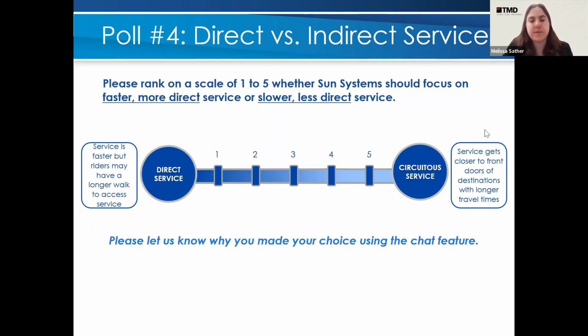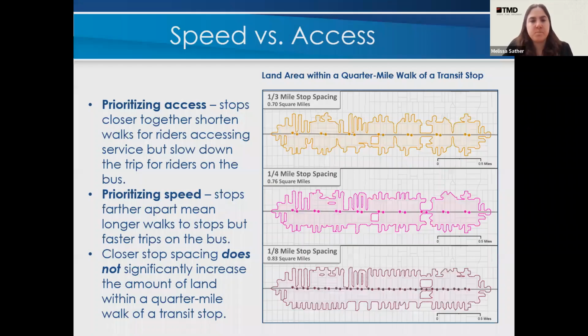All right, next slide, please. This one's similar, looking at speed versus access, but really related to stop spacing. So how frequently the bus stops along the street. So prioritizing access, you'll have stops that are closer together, which will shorten the walk distance between stops, but it slows down the trip for riders on the bus since the bus has to pull in and out of traffic a lot more frequently. Or you can prioritize speed and you'd have stops that are farther apart.